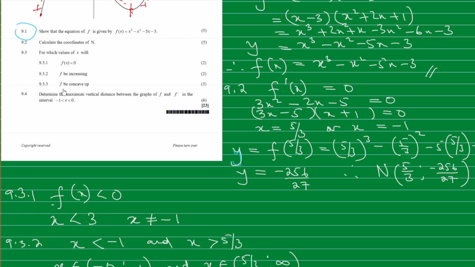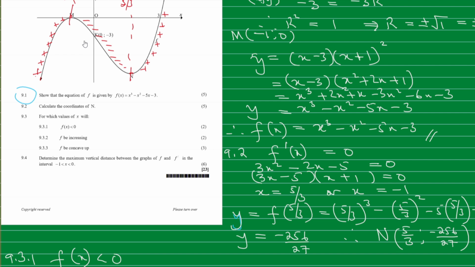And then 9.3.3, we are required to find the values of x again, where f is concave up. Okay, we know that for a graph to be concave up, we have to find what is called a point of inflection. Now, a point of inflection is a point that is between the two turning points, m and n, somewhere in the middle here, where the graph changes its concavity, from concave down to concave up. So there's a point here.